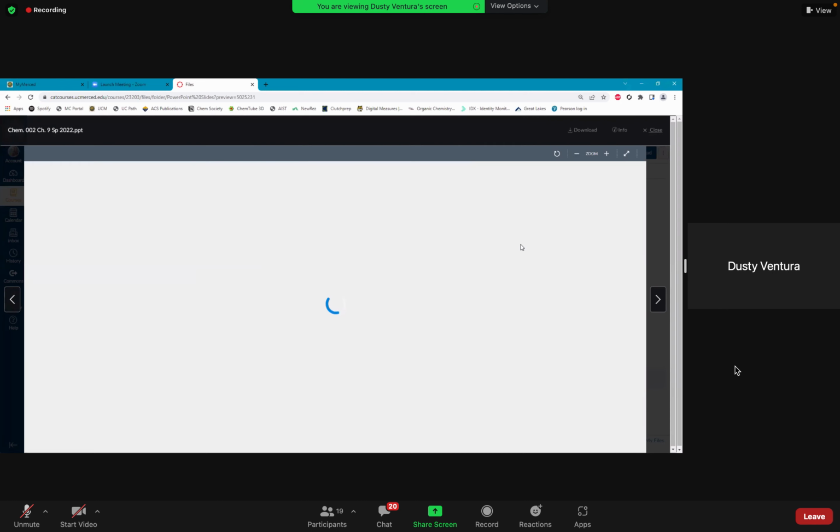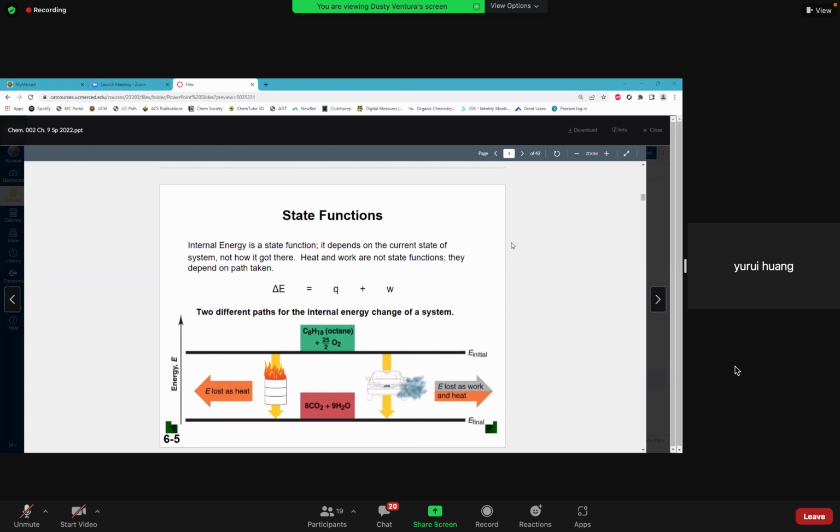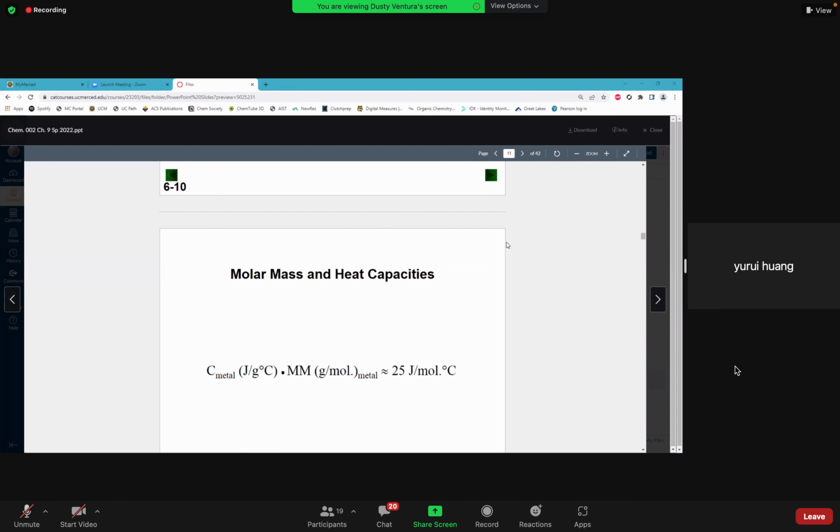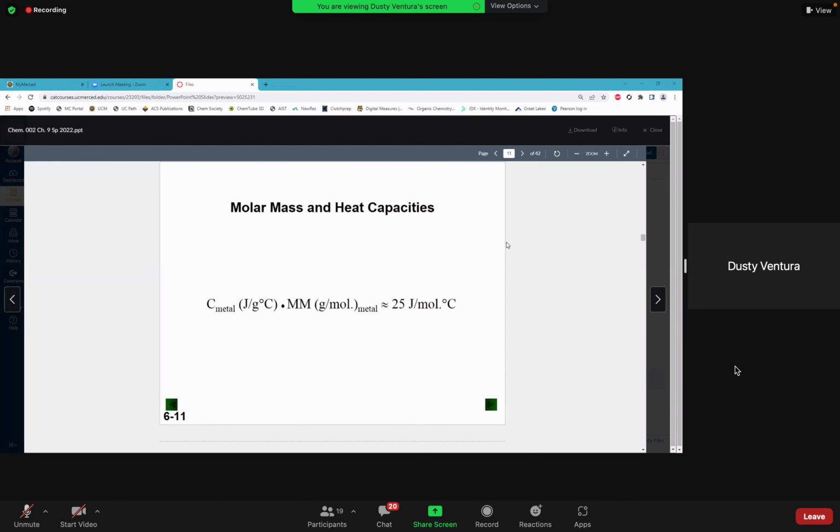Chapter 9, slide 11. The molar mass and heat capacities. Oh, this one. So yeah, this is what you needed to turn in your lab from last week.